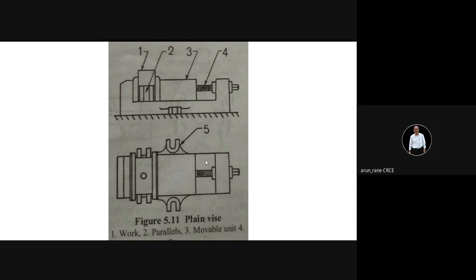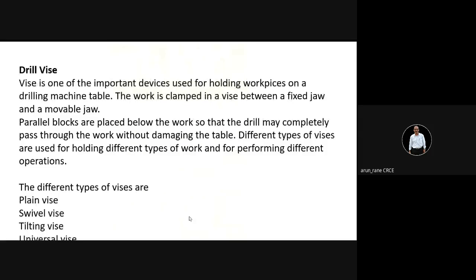In a plain vise, there is no arrangement for tilting the workpiece. It can move only in one direction. So nobody uses a plain vise. Generally, we use a swivel type of vise, or tilting vise, or universal vise. So the plain vise is cheap, but its use is limited.